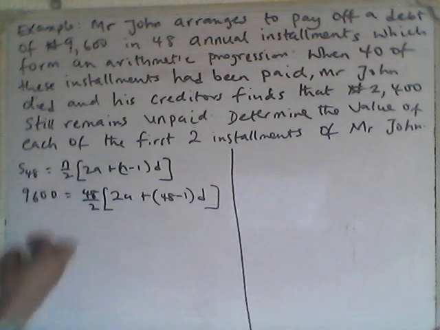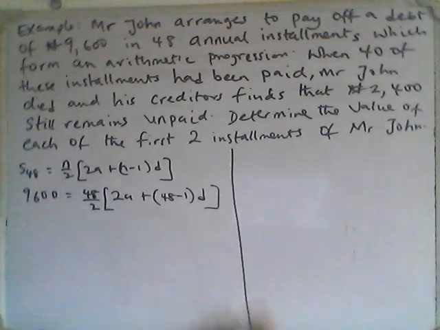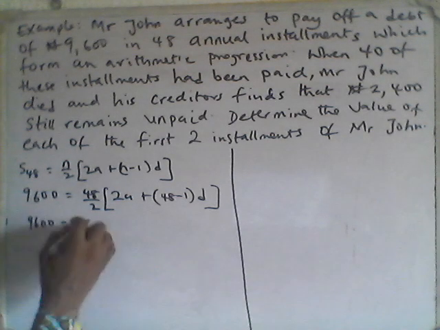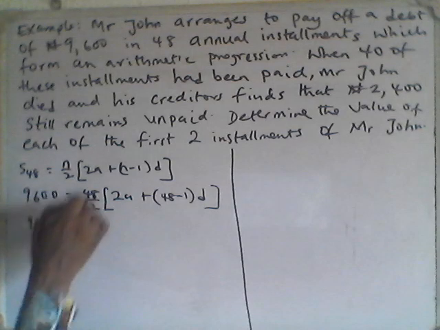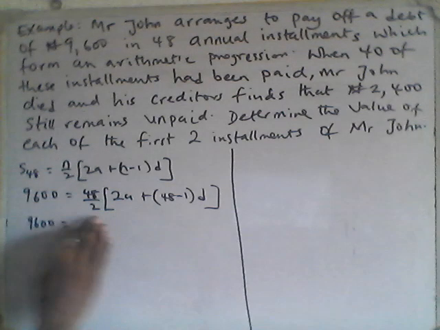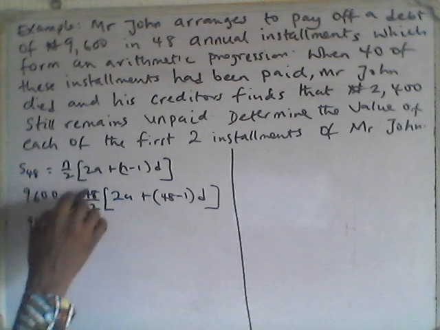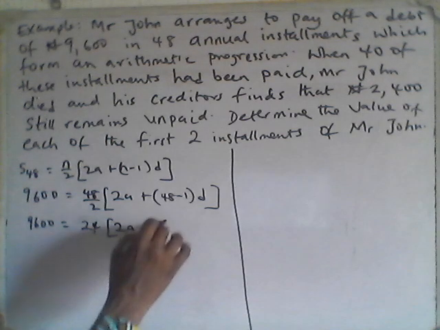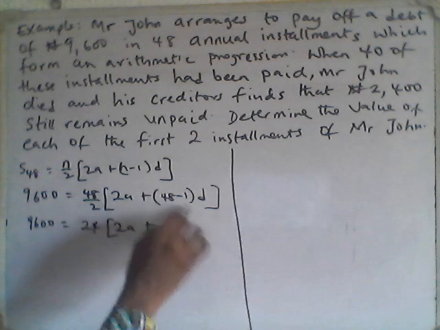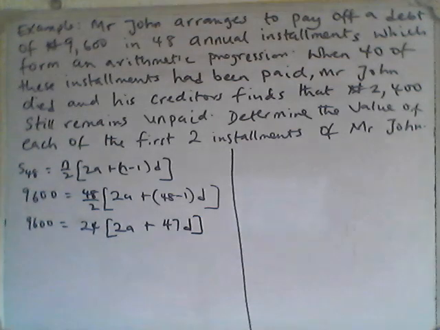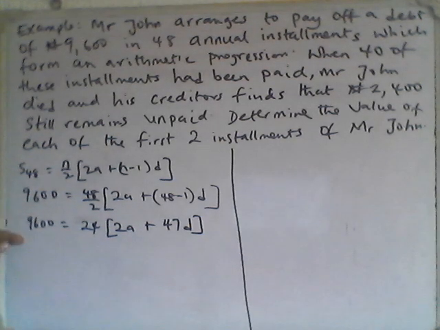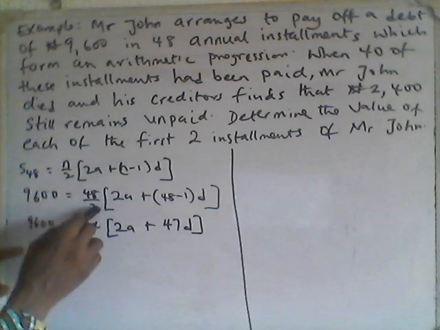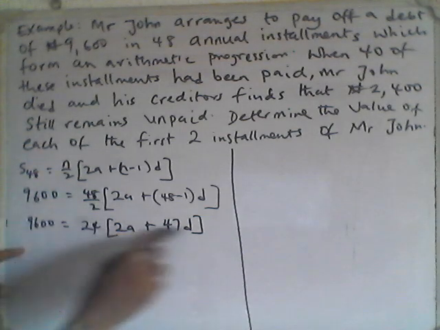Okay, so I can simplify this. I can say 9,600 is equal to 24, because 48 divided by 2 is 24. So I have outside 2a plus 47d. You see how it is? I just simplified this to this. Understand? So 48 cancels, 48 divided by 2 is 24, and this remains the way it is.